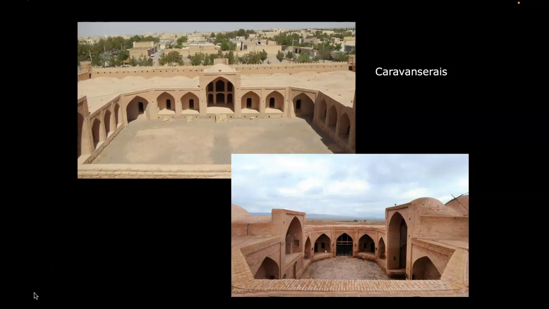The outer court is a stable for pack animals. They have a bath for travelers, a small mosque in which to pray, a kitchen to get food. They have areas that you can store your goods, because typically these would be travelers or merchants bringing lots of goods from the Far East into the West. So basically anything you needed was encompassed in these buildings.